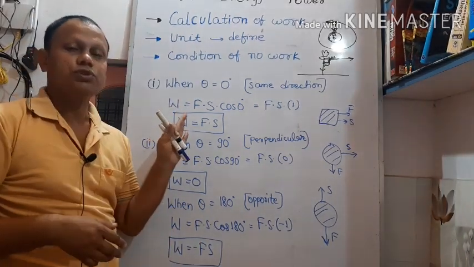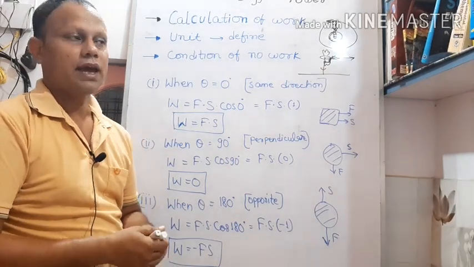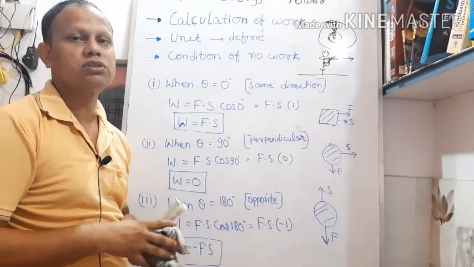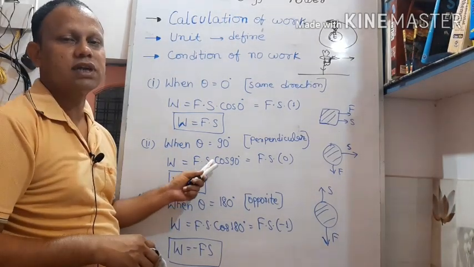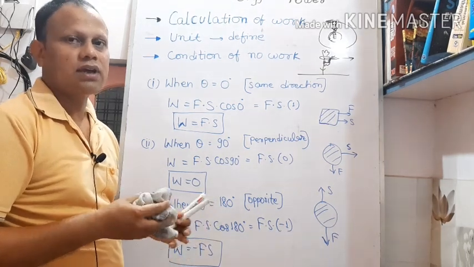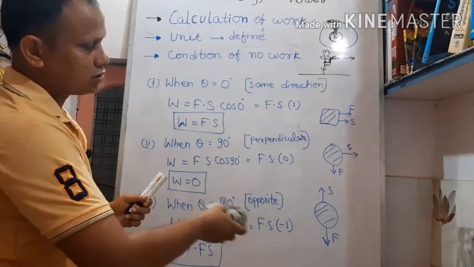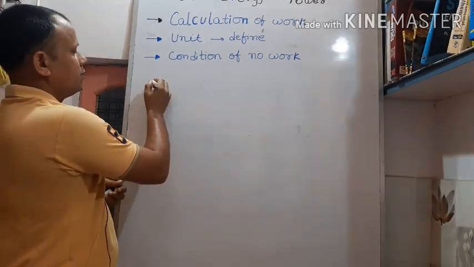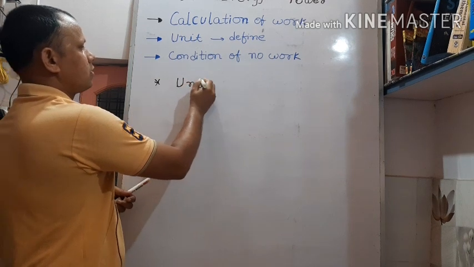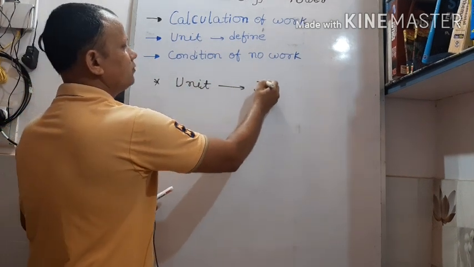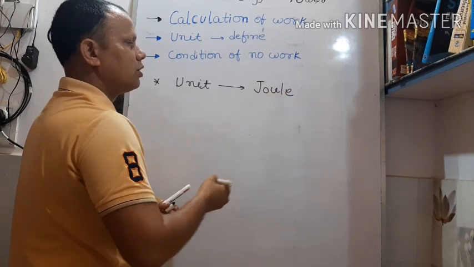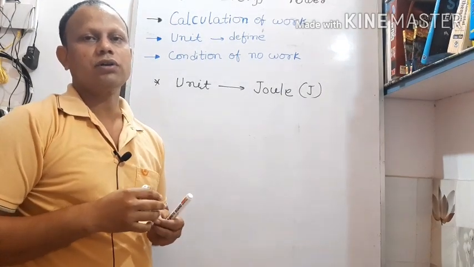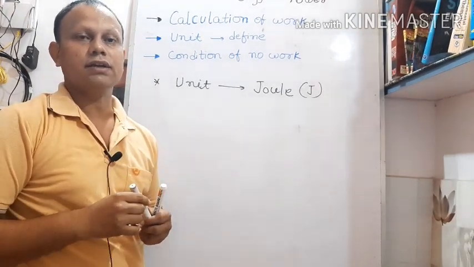So these are the three situations in which we have calculated the work done, and in your syllabus this one is taken as a major formula. That means it covers most situations, but some questions can only be solved when you understand these two more situations. That's why I have described them. Now after getting this knowledge of calculation of work done, moving to the unit. The unit is joule. Joule is the name of a scientist after whom the unit of work done is named.